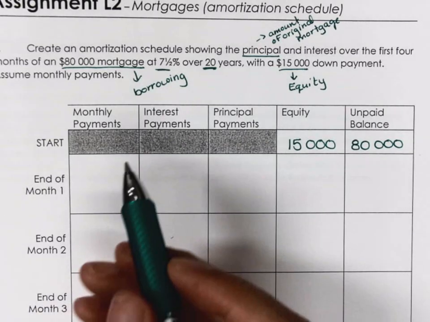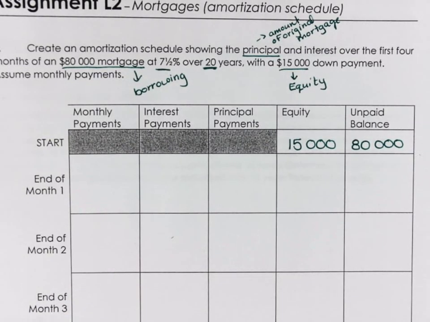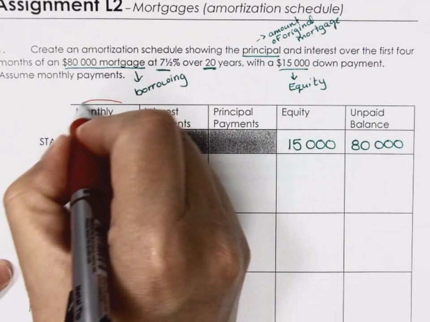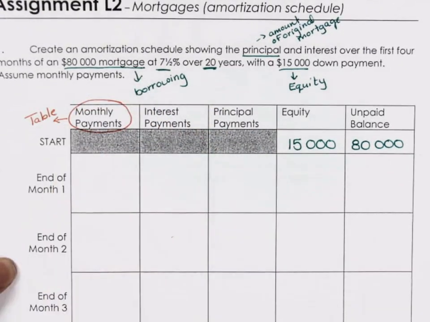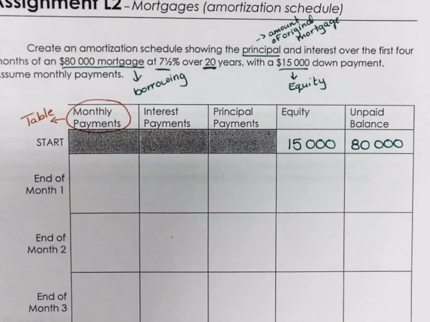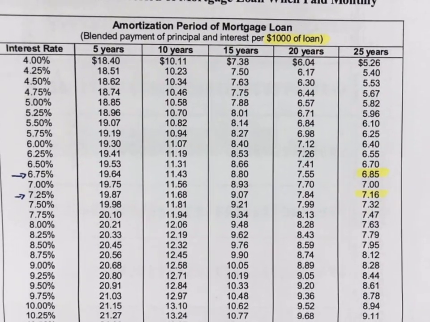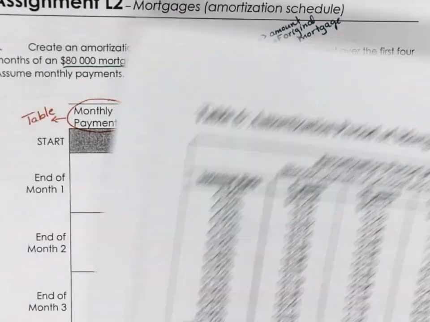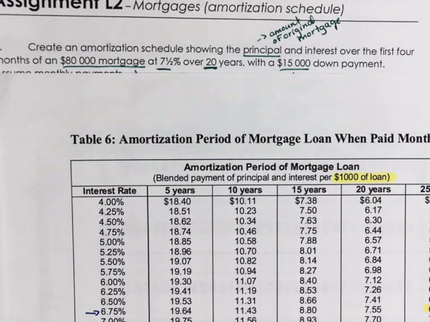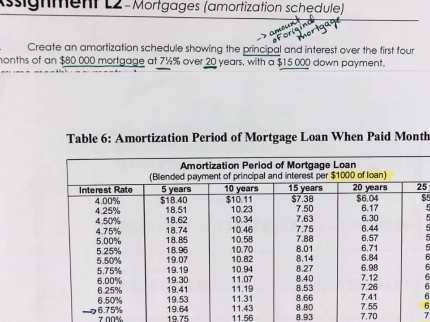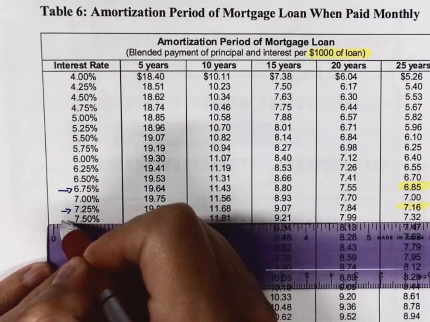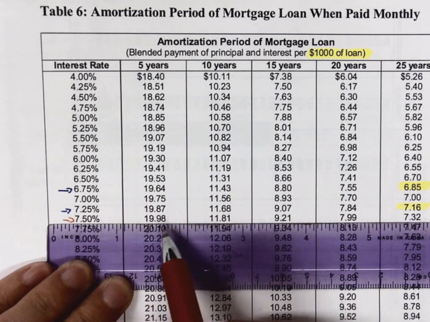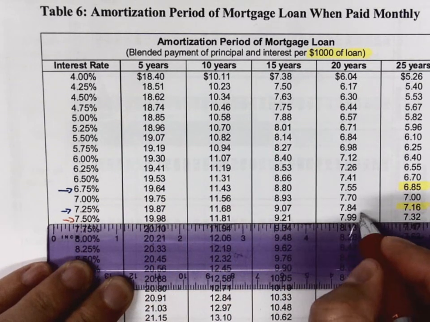So now we've got to figure out our monthly payments. This is where you're going to make notes all over this about how to deal with each column. Monthly payments are going to come from the table. When I'm talking about the table, I'm talking about this thing. So 7.5% over 20 years. You guys can't see that, sorry. I go to 7.5 right here, and we're going 20 years. So 5, 10, 15, 20.